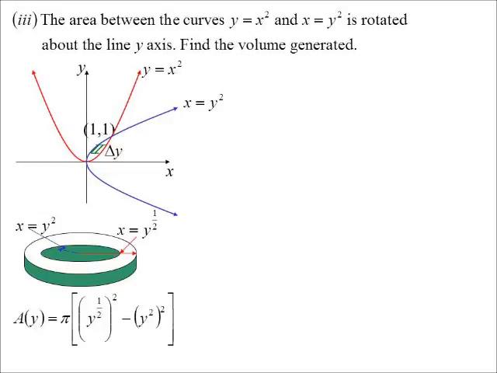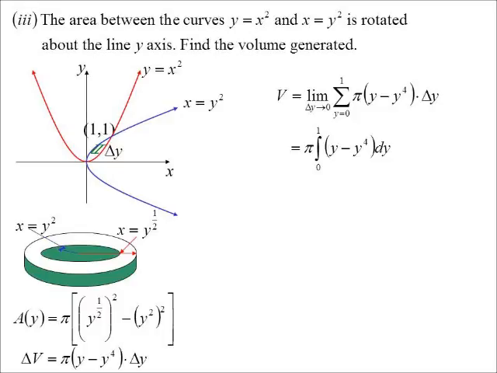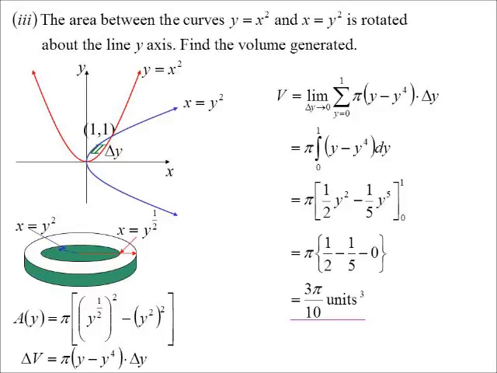So the area will be pi times, well, basically it's the large circle minus the smaller circle. And from there, it's pretty much the same now. Well, to get the element of the volume, I'll times that by the thickness, the delta y. Then we'll sum them all up. We're going from 0 to 1. And now we can create our integral. And again, a very easy integral to go and find. And there you go, 3 pi on 10 units cubed.